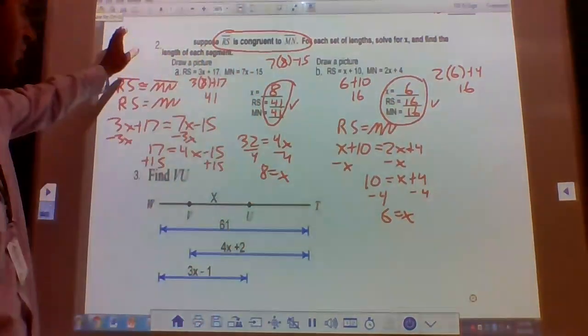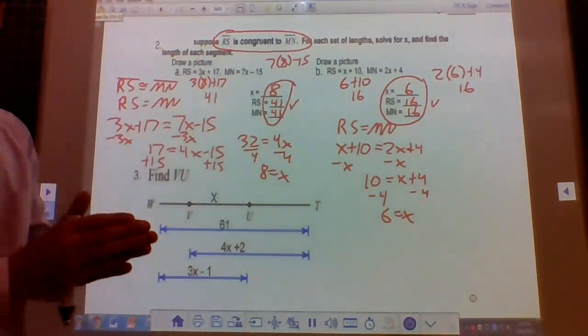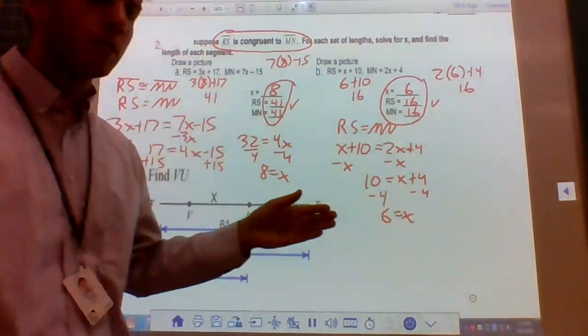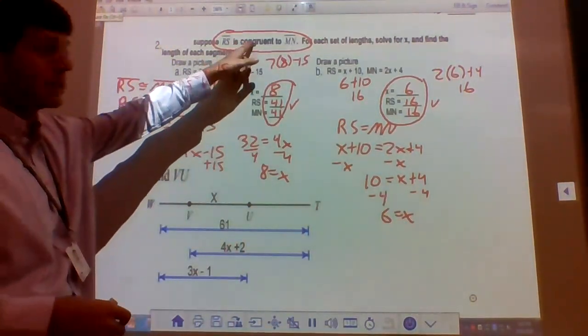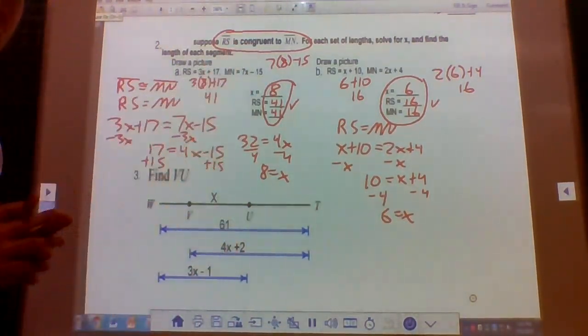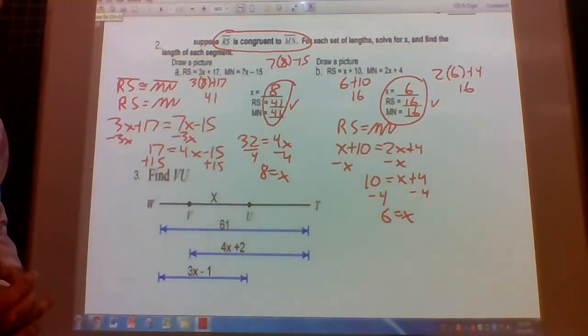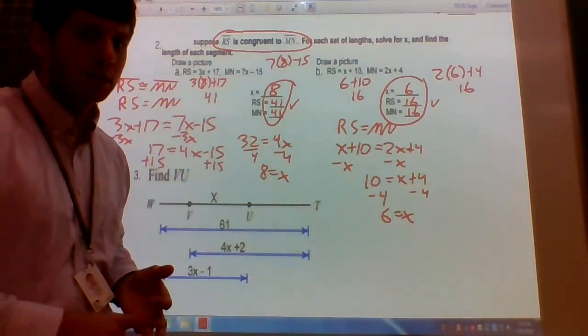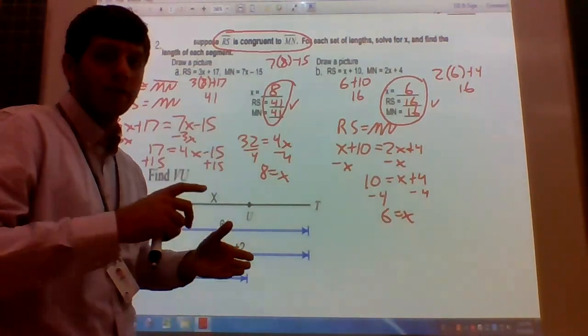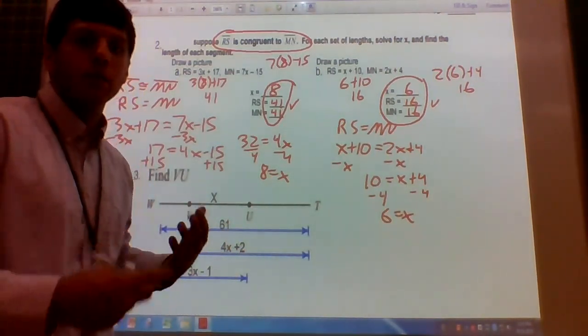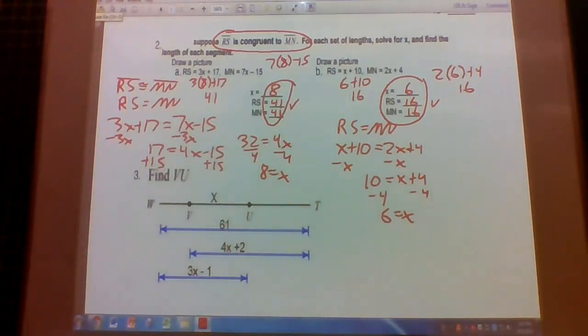Okay, so if you look at number 1, we're just doing segment addition. The first segment plus the second segment equals the whole thing. Here we're saying we have congruent segments, so we can set them equal to each other. If they don't say they're congruent, if they don't say there's a midpoint or a bisector, or they don't have that hash mark on the diagram, then they're not congruent. You can't set them equal to each other.